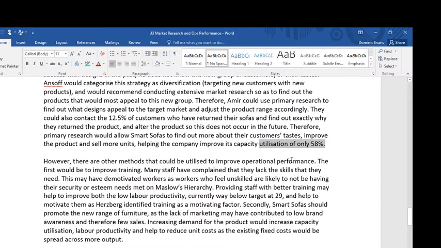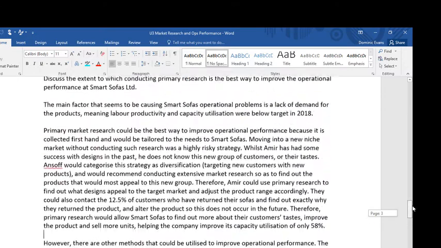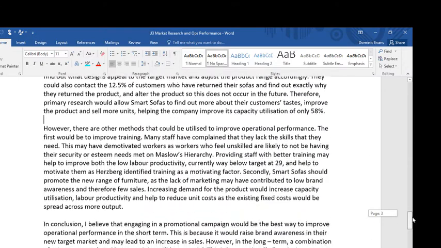Again, I'm using the information in the case study. This is good application that the examiner will like, and I've used this final sentence to link back to the question, which is about how primary research will improve operational performance. Okay, so that's my paragraph on primary research.